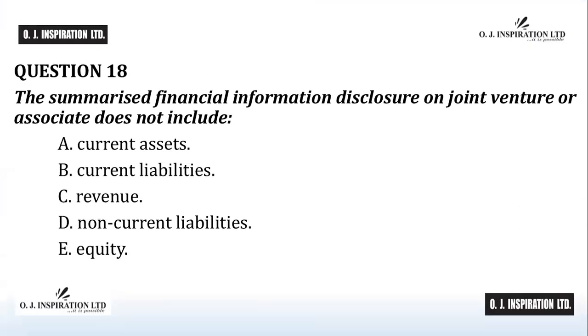Question number 18. The summarized financial information disclosure on joint venture or associate does not include A. Current assets. B. Current liabilities. C. Revenue. D. Non-current liabilities. E. Equity. Start counting.